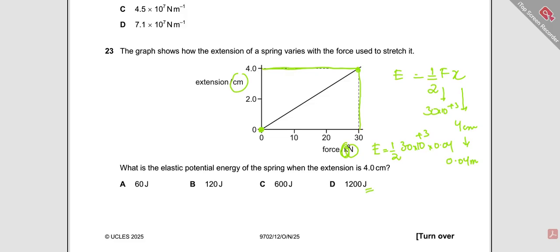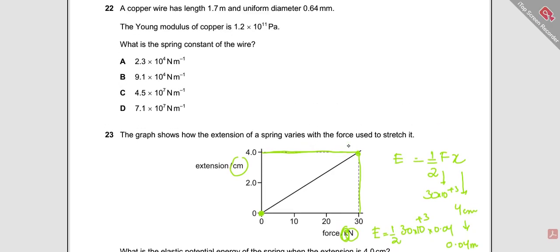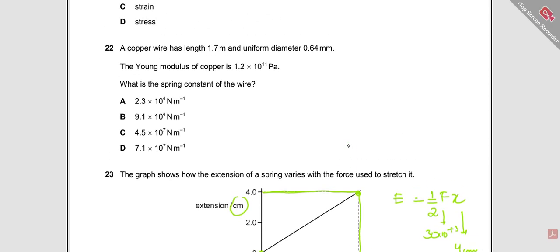Okay, so the final answer is 600 joules. So option C is correct here. Then a copper wire has a length of 1.7 meters. It has a uniform diameter of 0.64.